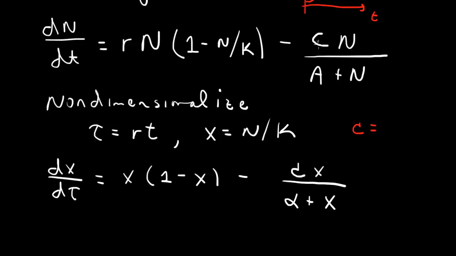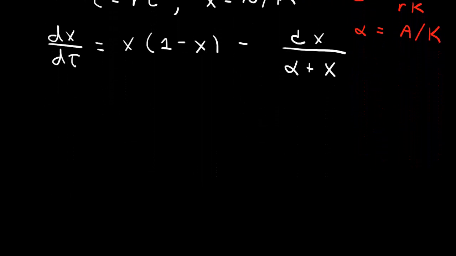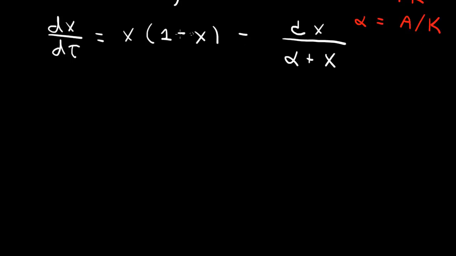C has units of n over t, so it will be big C over rK. And the non-dimensional a is going to be alpha, which is a over K, since a has units of n. Okay? And then we end up with a non-dimensional equation. So let's start with this then. This is our non-dimensional equation.